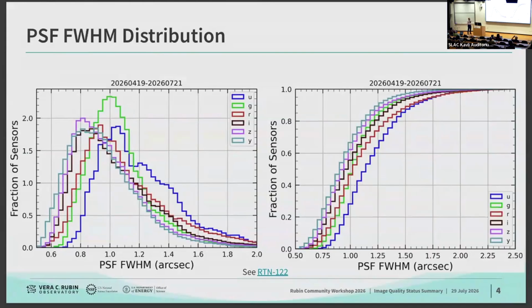So on the left is the PDF, and on the right is the cumulative distribution. This is where we can basically see that, in most of the bands, we're at the level of about an arc second. It's a little bit more challenging in the bluer bands, as expected. But this is where the statement that we can already deliver an arc second sky survey comes from.